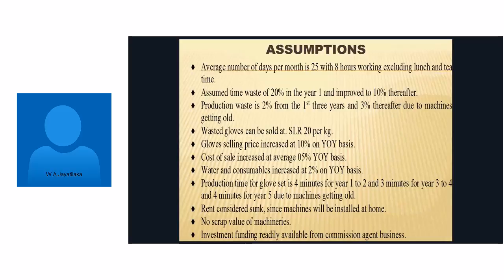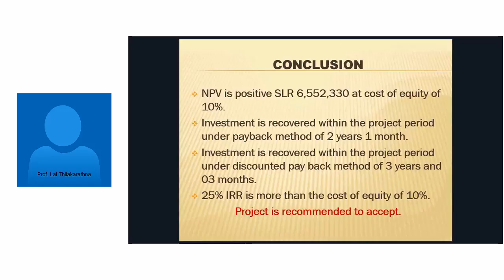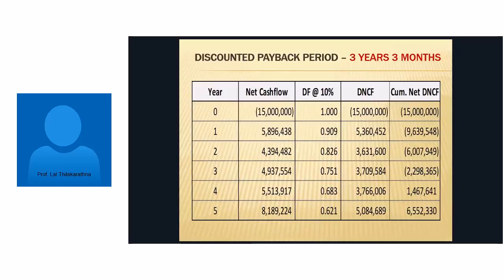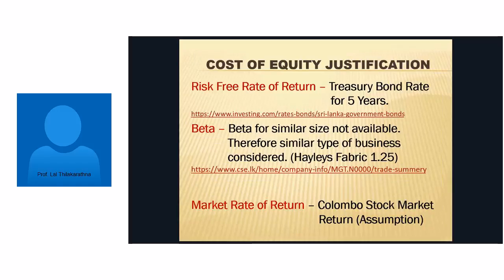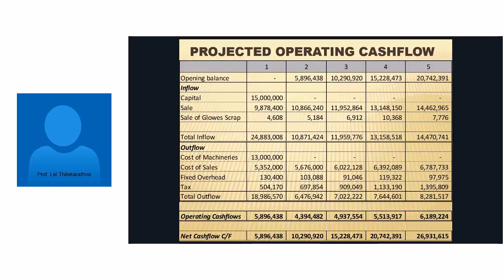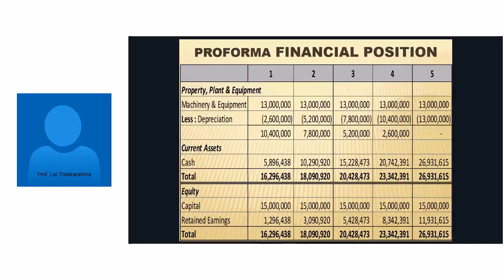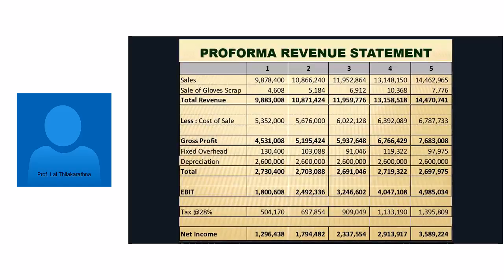Okay. Now the projected operating cash flow, you have pro forma financial statements that you have prepared. Now this is cotton gloves using Chinese automated machines for the local market. Yes. And how did you obtain all this information, the sale of gloves, the scrap? How did you know that? Are you in the industry or what?